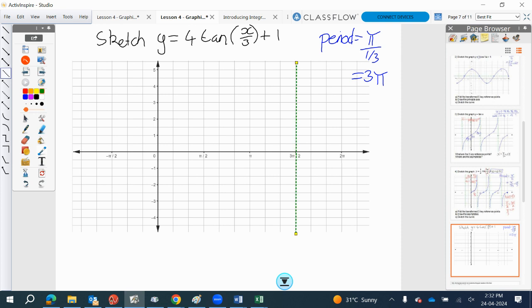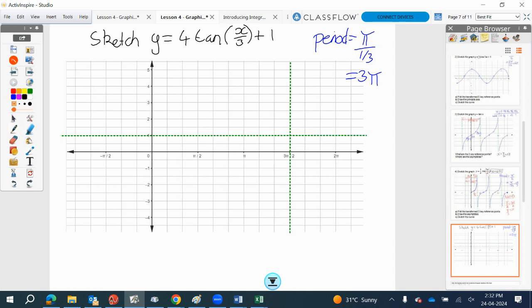There. Our other asymptote will be minus 3 pi over 2. I can't quite fit that one in. Sorry. Our principal axis, we've added this in now. We've moved everything up by 1. So it's going to cross this line. It's going to cross this line here at this point.